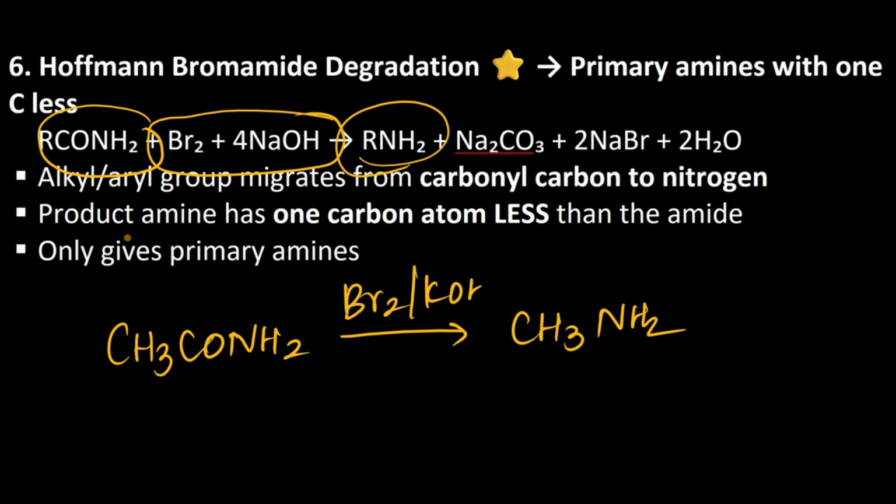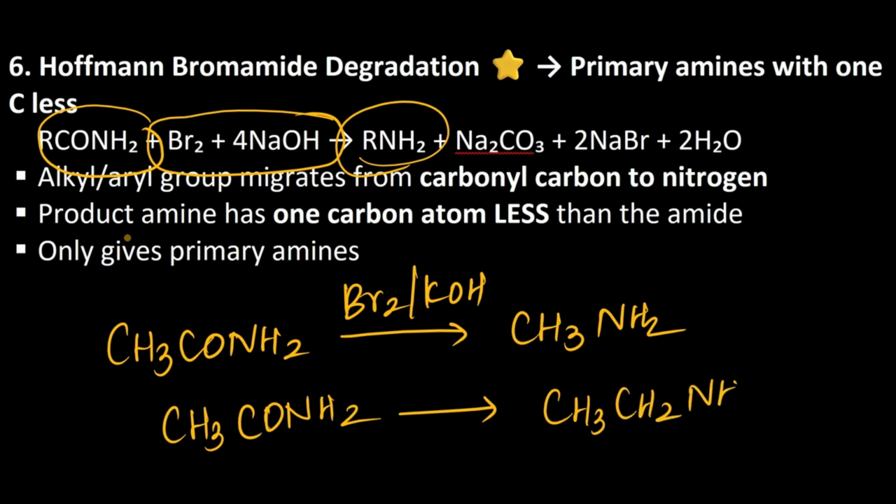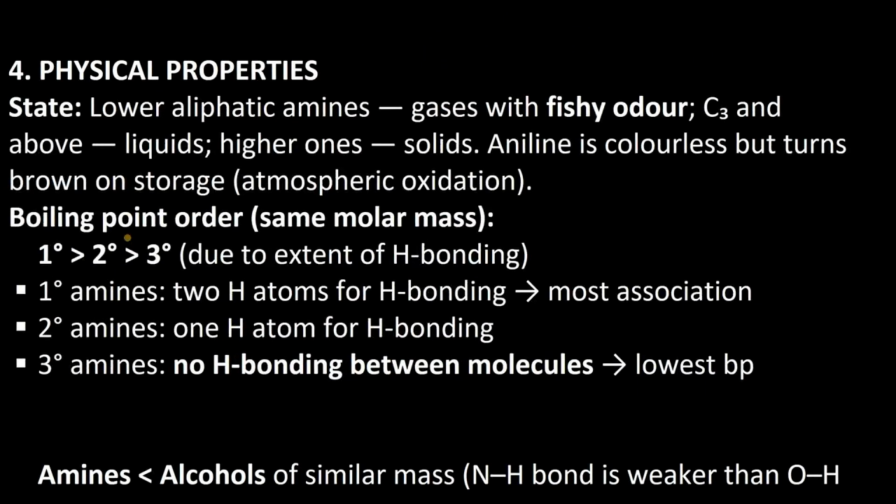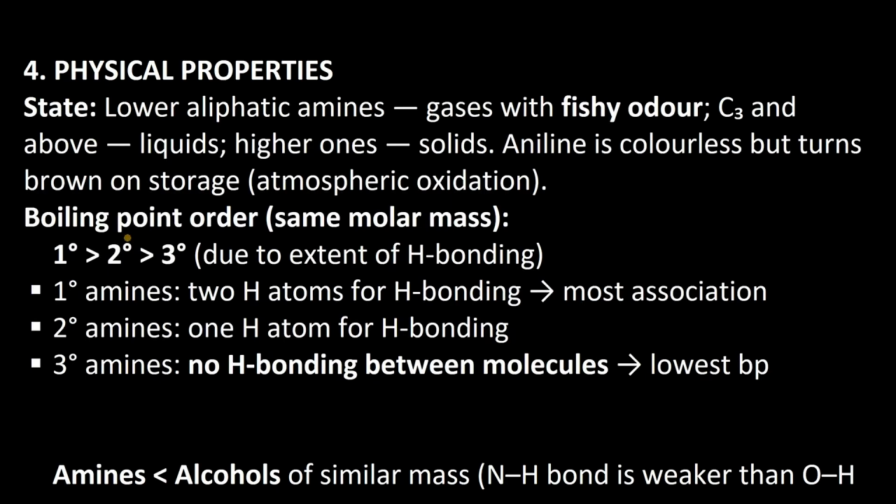Using the Br2/KOH method, Hofmann bromamide degradation. In the other method, you might be getting CONH2 to give CH3CH2NH2 with the reduction. Okay, that is the difference between these two methods. And this method is particularly for primary amines with 1 carbon less we will get. Okay. Then properties of amines, that is also very important in this chapter.